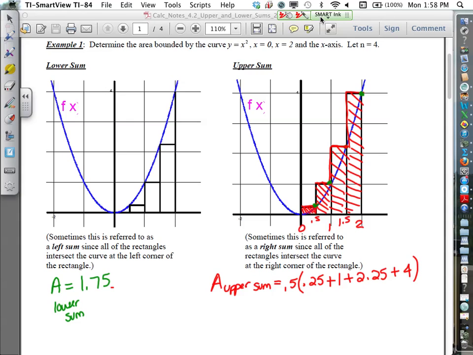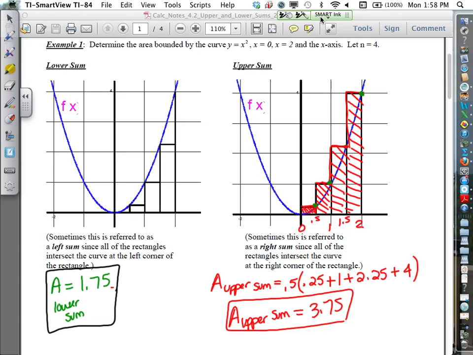All right, add them up, multiply by 0.5. What do we get for our upper sum? What is it? 1.25? Yep, try it again. 3.75. And how did you know? As soon as you said it, you said, oops, that's wrong. How do you know it was wrong? Has to be bigger than the 1.75.